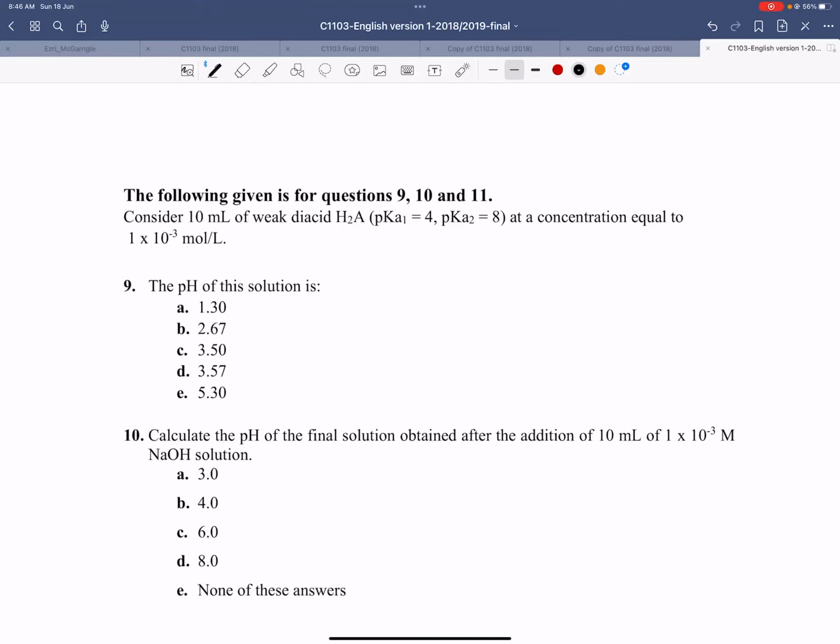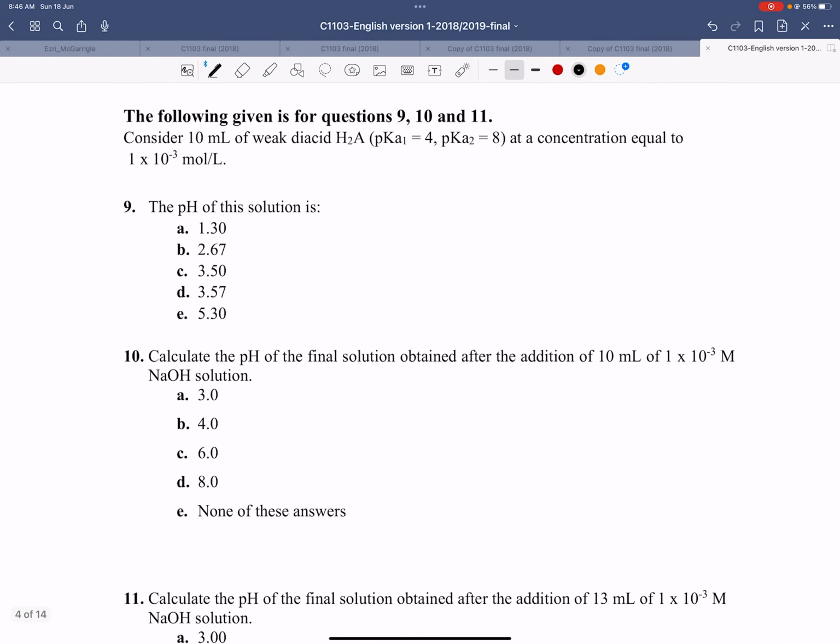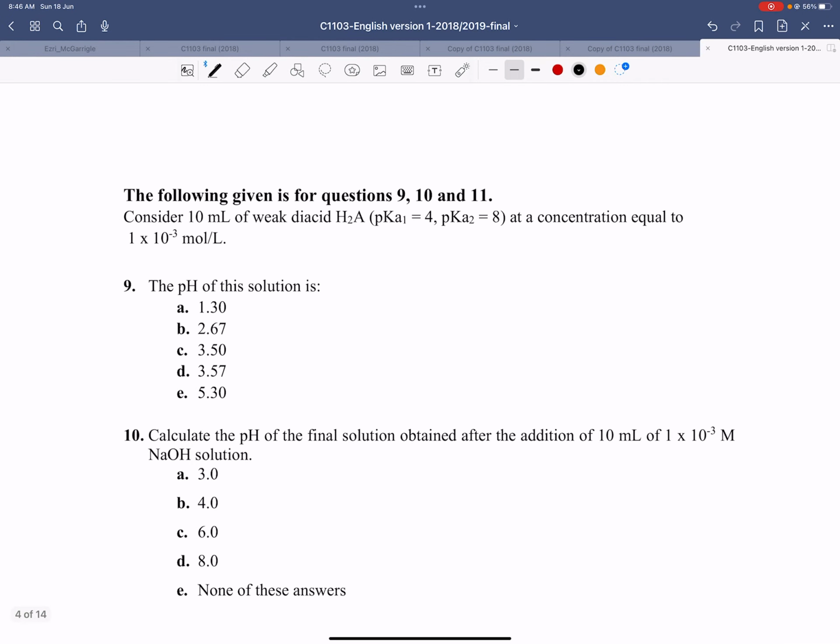Okay, so page 4 of the 2018-2019 first session. We're still in the acid-base section, and in the following 9, 10, 11, you have the following given. 10 milliliters of a weak diacid H2A with a concentration of 10 negative 3 mol per liter. They want the pH. That's the first question that they're going to ask.